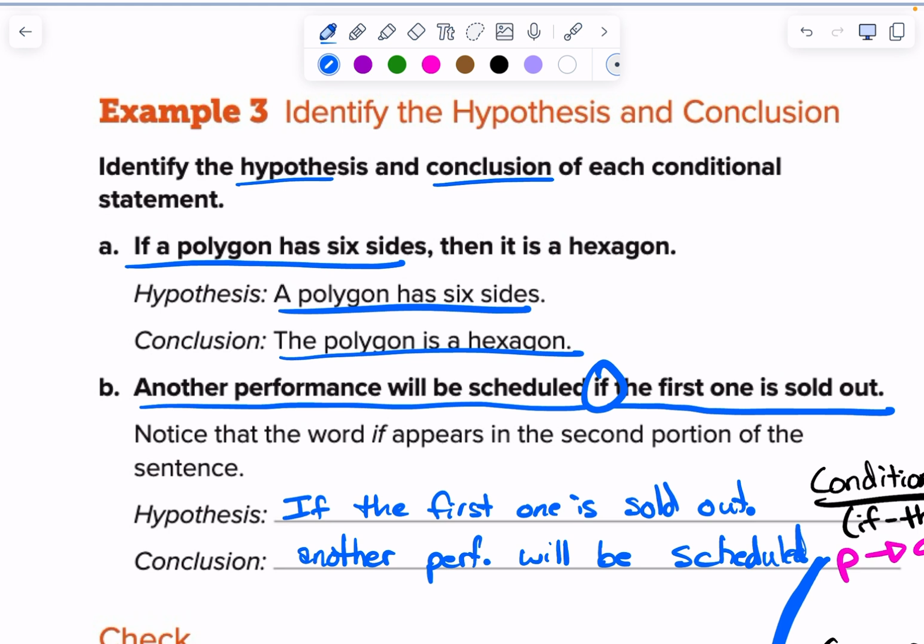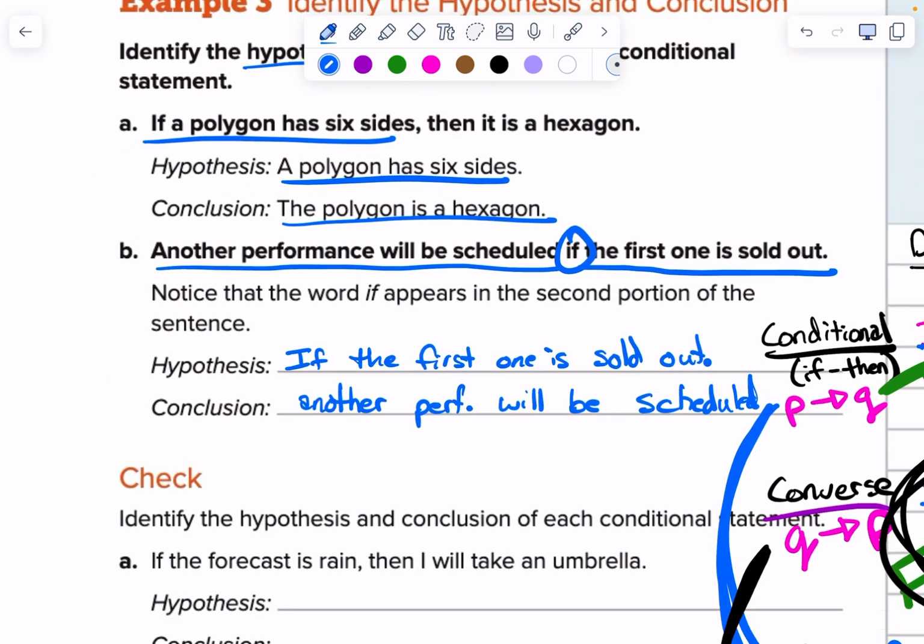There you go. Hypothesis, conclusion. Do we have that figured out? On the homework assignment, you can underline and just write an H and a C. I don't care. Good?